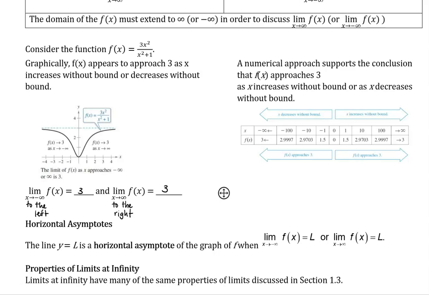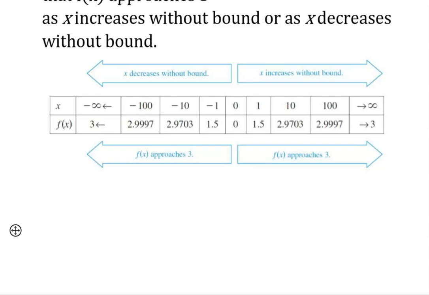We could also look at the function numerically to determine the limit at infinity. Numerically just means that we look at a table. Looking at a table, to find the limit as x approaches positive infinity, as it increases without bound, I would plug in x values that are getting larger and larger and larger. So maybe next I would plug in 1,000 if I wasn't convinced yet, 10,000, so on and so forth. Similarly, to find the limit as x approaches negative infinity, as it decreases without bound, I would plug in x values that were getting more and more negative. So maybe next I would plug in negative 1,000 to help determine that that limit is approaching 3.